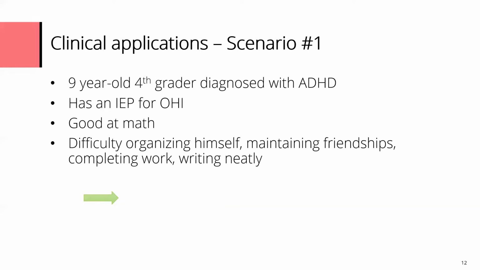So our first scenario here is a 9-year-old boy in 4th grade who has a diagnosis of ADHD and is on an IEP, but OT was asked to evaluate for potentially being added to his services. He is good at math and he tries his best, but has some difficulty organizing himself and his belongings. He also has some social difficulties maintaining friendships. He struggles to complete his work, and he also has some difficulty producing neat handwriting. Okay, so that's the case.